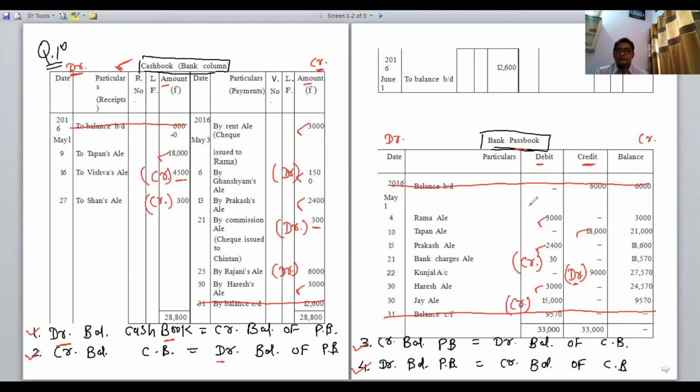So two entries are not in the cash book, and we have to record them. Total 1, 2, 3, 4, 5, 6, 7, and 8. These 8 entries should be in the bank reconciliation statement. Now I am preparing the bank reconciliation statement.